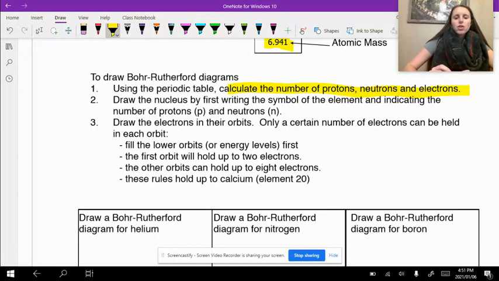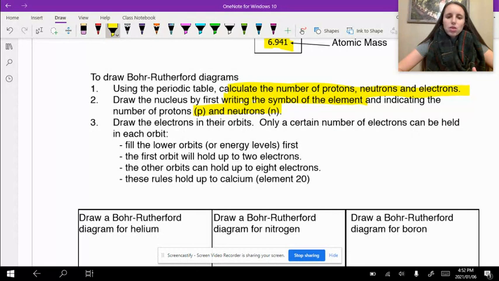You're going to draw the nucleus, and all you have to do to draw the nucleus is you are going to write the symbol of the element, and you're going to tell me how many protons and how many neutrons right underneath. The symbol of the element can be found on the periodic table, and remember the two subatomic particles found in the nucleus are the number of protons and the number of neutrons. Then you're going to place the electrons in their orbit.